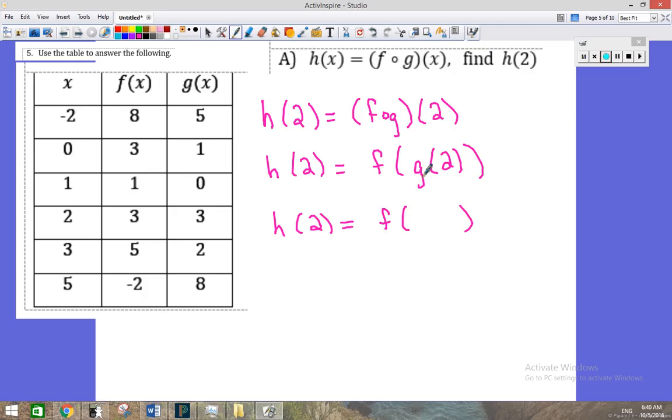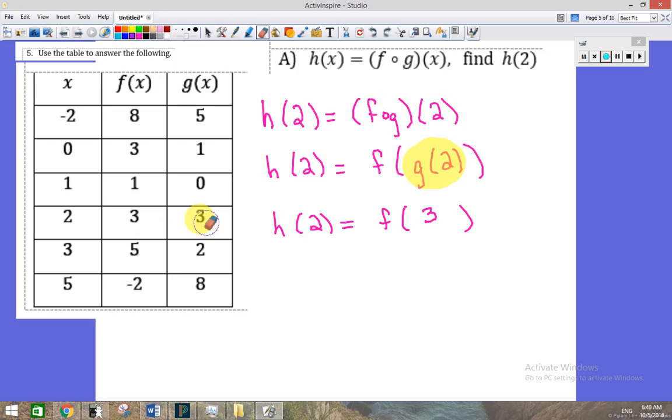So I need to replace this g evaluated at 2 with a number. So I go into my table, and when x is 2, see I have a 2 over here, I need g at 2, which is 3. So I know that what I've highlighted in yellow there, I can replace, that's equivalent to the number 3.